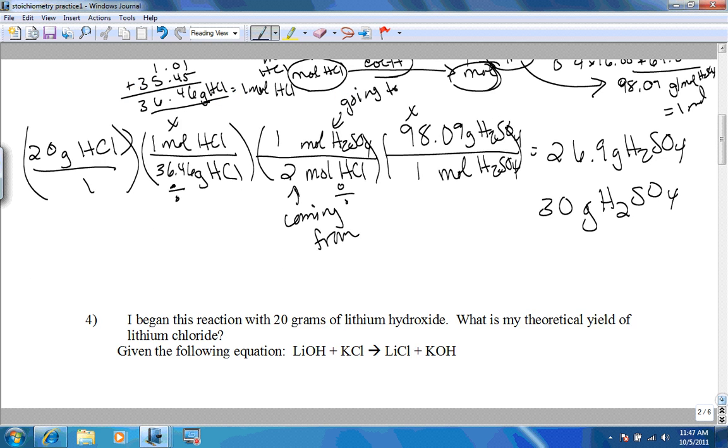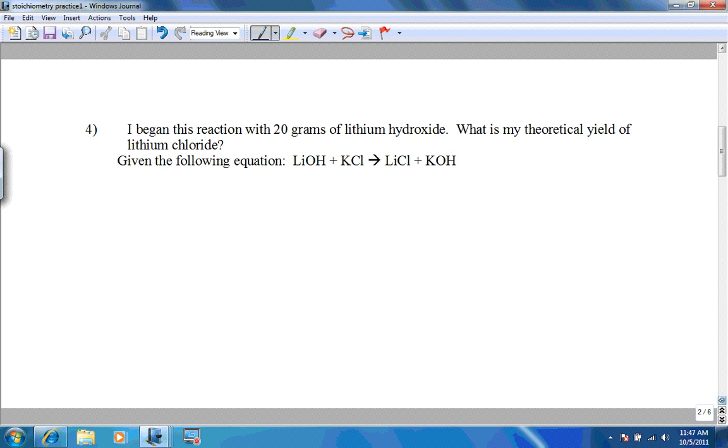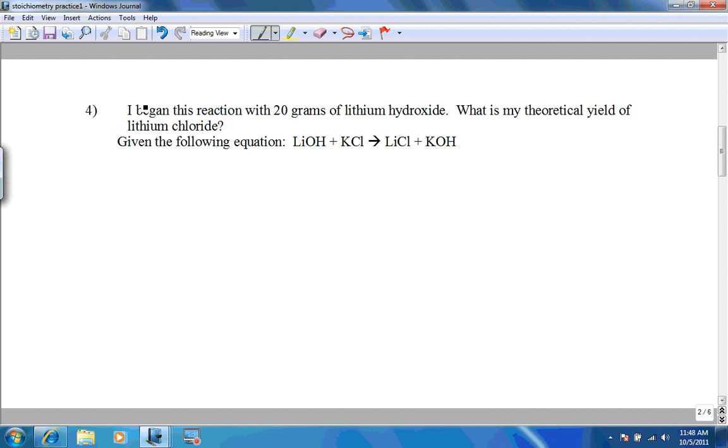Okay, number 4. I began a reaction with 20 grams of lithium hydroxide. What is my theoretical yield of lithium chloride? So I'm looking for, when it says theoretical yield, they're asking for how many grams. The equation's already balanced, so we don't have to worry about this. In order to get from one compound to another, though, I need to get it into moles first. So to get from grams to moles of LiOH, that means I need the molar mass of LiOH.